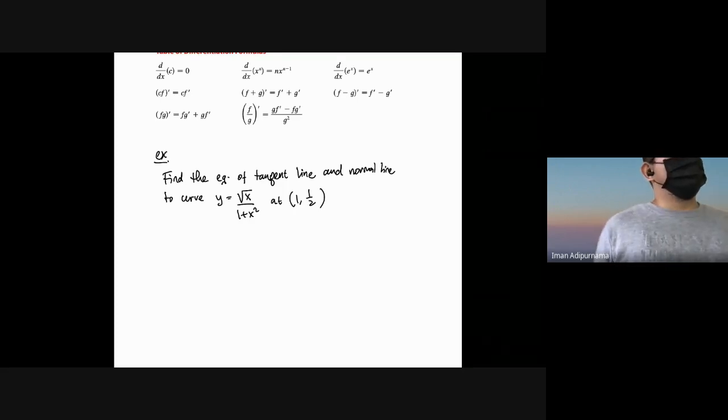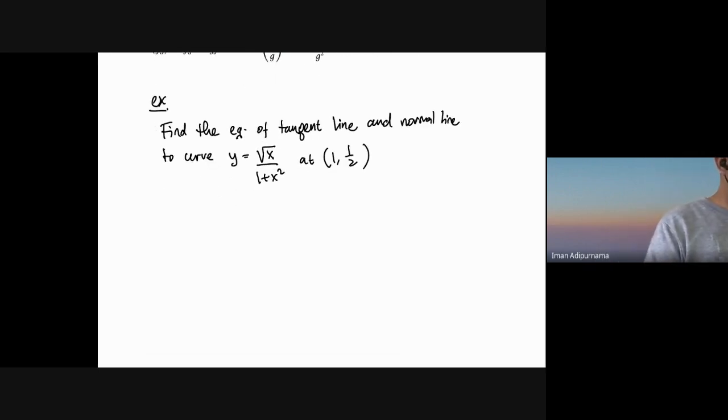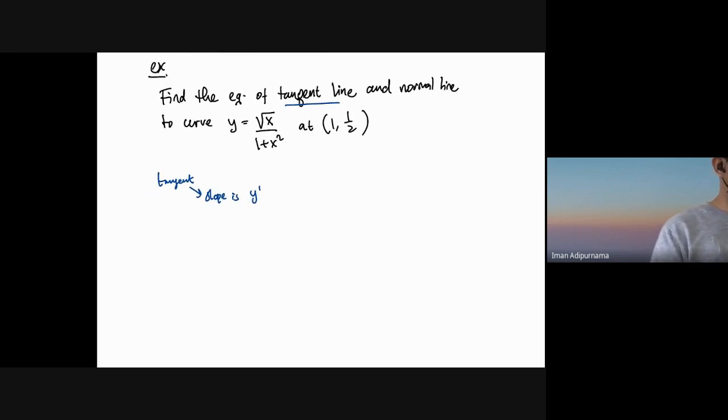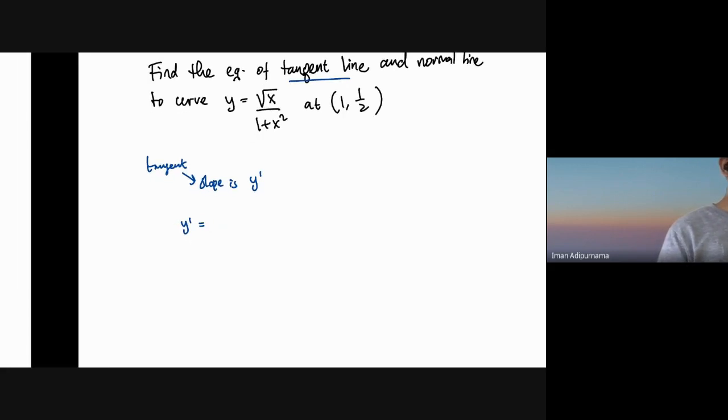Okay, the key for answering most of the questions for tangent line or normal line is finding the first derivative. Okay, that's the first thing you need to keep in mind. So for every tangent line, tangent means the slope is y prime. So we need to find y prime. Because it's a rational function, we can approach it with the quotient rule.